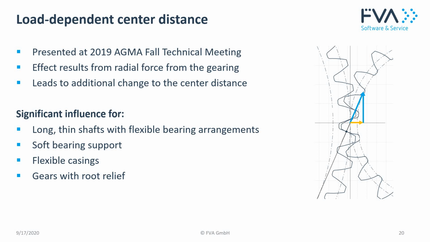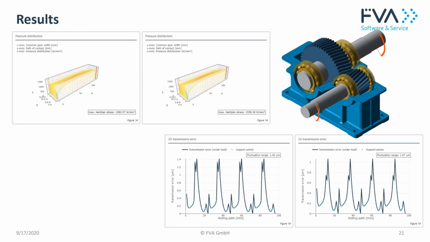So there is an option in version 6.0 to calculate using the nominal center distance or the load-dependent center distance for load capacity calculations. So this can have a significant influence for long, thin shafts with flexible bearing arrangements, soft bearing support, flexible casings, or gears with root relief. And on the next slide here, we can see the results.